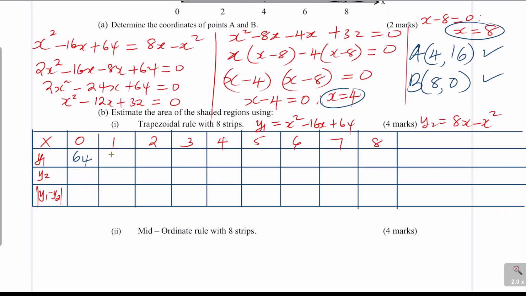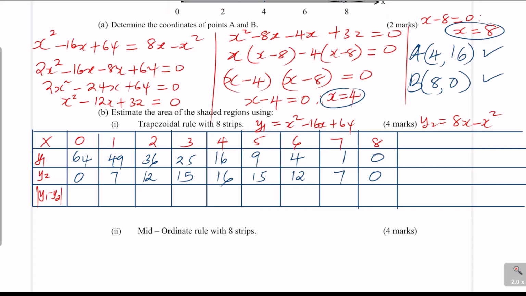64, 49 here, 36, 25, 16, 9. From 16, we have 9, we have 4, we have 1, and 0. Then y2, using the other function, 8x minus x squared, it will be 0, 7, 12, 15, 16, 15, 12, 7, and 0.